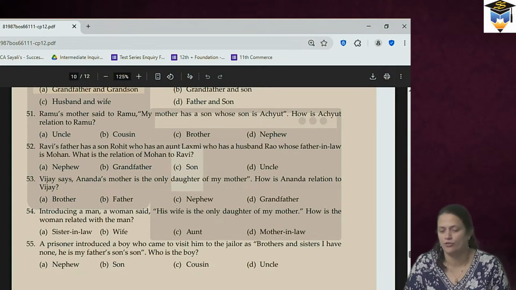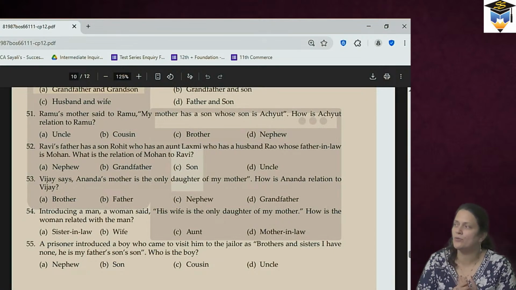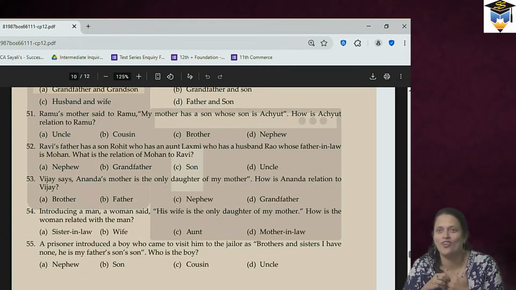54 and 55. Okay. Last two are remaining and then we will start with a new part of logical reasoning because we still have 1 hour. Chapter 3, that is seating arrangement.